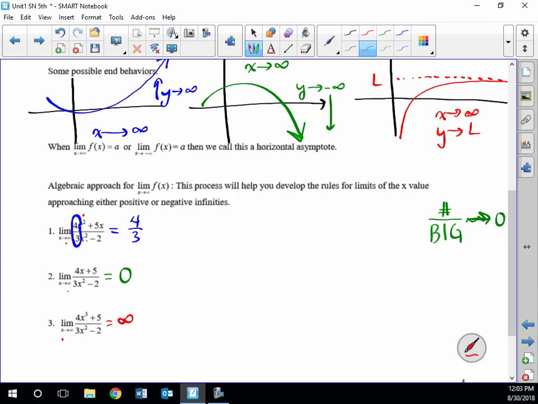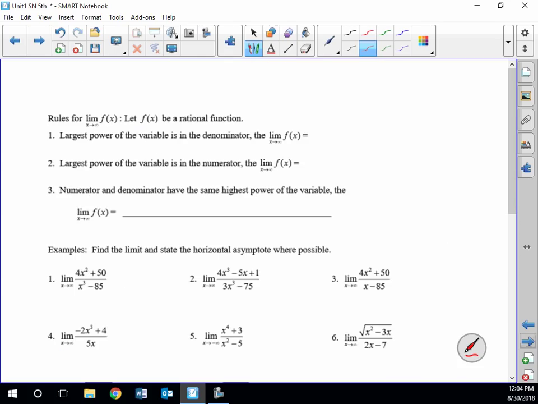So again, the rule, I don't think I'll write out the rules, but the rule is if the powers match, you take the coefficients. If the denominator is largest, it goes to 0. If the numerator is largest, it goes to plus or minus infinity. Okay, cool.